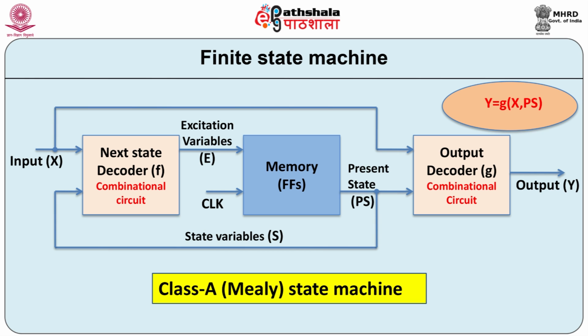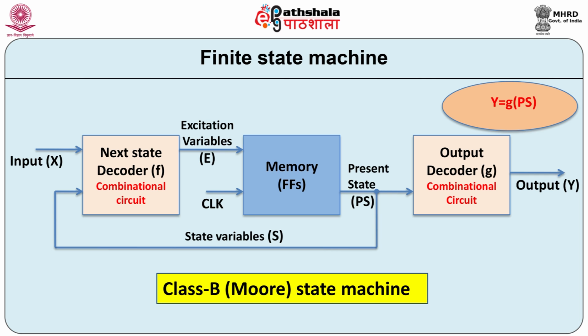The class A state machine is popularly known as Mealy machine, named after the logic designer Mealy. It consists of three major blocks: next state decoder, memory and output decoder, along with feedback and feed forward mechanisms. The basic property of Mealy machine is that output is a function of present input conditions and the present state.